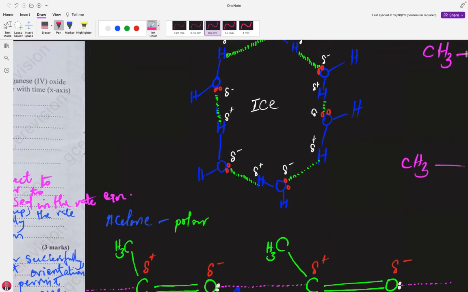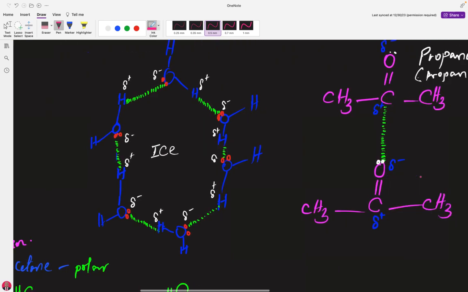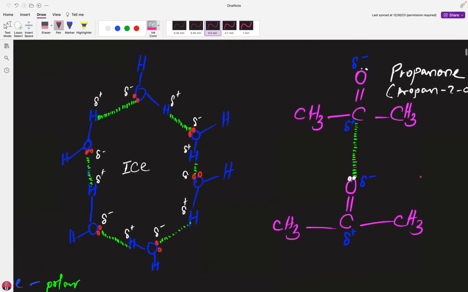Look at these structures here. If you look at these structures here, this is the structure of ice, that is solid water.